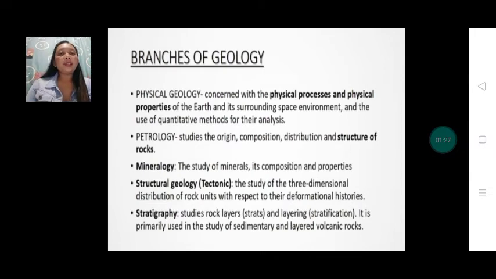So the next one is petrology. Petrology studies the origin, composition, distribution, and structure of rocks. So meaning to say, it is actually related to the study of rocks.